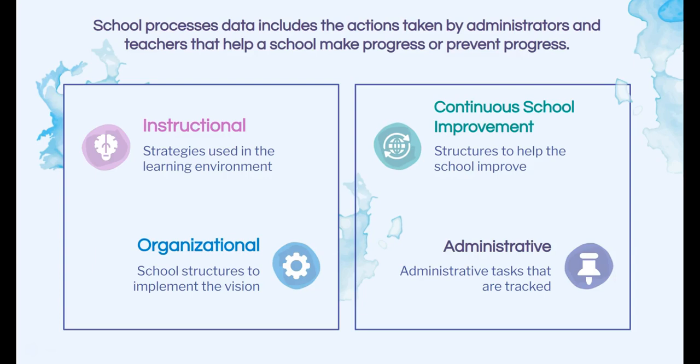The four main types are instructional, organizational, continuous school improvement, and administrative. Instructional processes include the strategies that teachers use in the learning environment, the strategies in the classroom. Organizational processes include various school structures, like teams and committees that are formed to help implement the school's vision. Continuous school improvement processes are the structures a school has to focus on school improvement. And administrative processes are the various tasks that are completed or tracked to help a school run efficiently or that are required for a school to track.